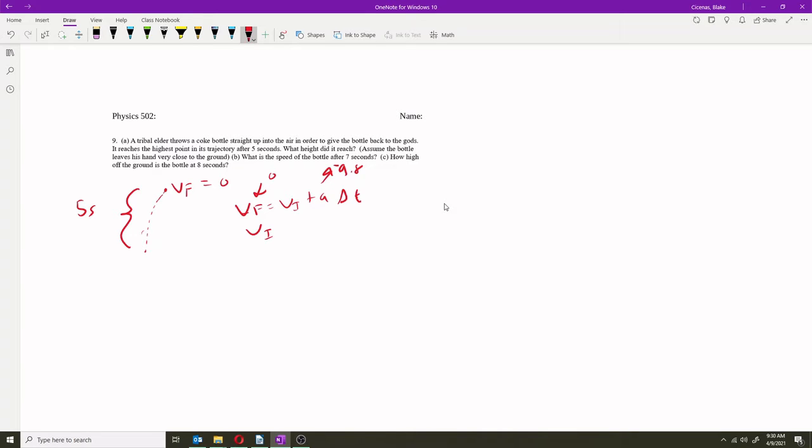Then to get the height, there are different ways, but I would just use delta x is equal to vi delta t plus 1/2 a delta t squared. That's for A. For B, you use VF is equal to VI plus A delta T. And then to get the height at 8 seconds, the easiest way is to use delta X is equal to VI delta T plus 1/2 A delta T squared. Not the only way of doing this, but it's the easiest. And then you're going to plug in for the actual 7 seconds.